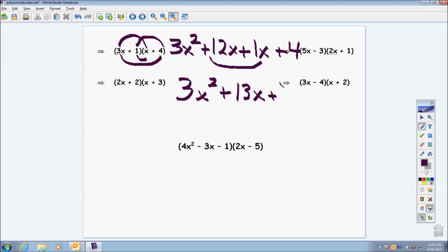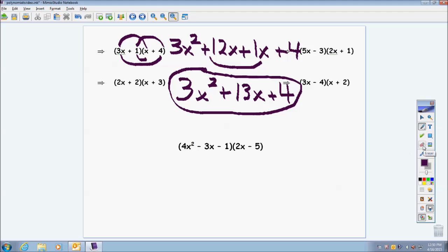And this is really important that you know how to FOIL, because later on when we factor, this is going to be the question right here, and this will be the answer. So we need to know how to FOIL, because this is going to be how you check your factoring question. And there's your answer. And your answer is usually going to have a quadratic, a linear, and a constant. Quadratic is first, followed by linear, followed by constant. Okay, that's the first one.